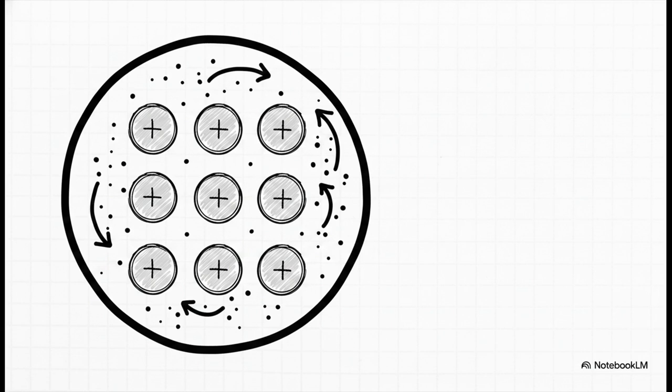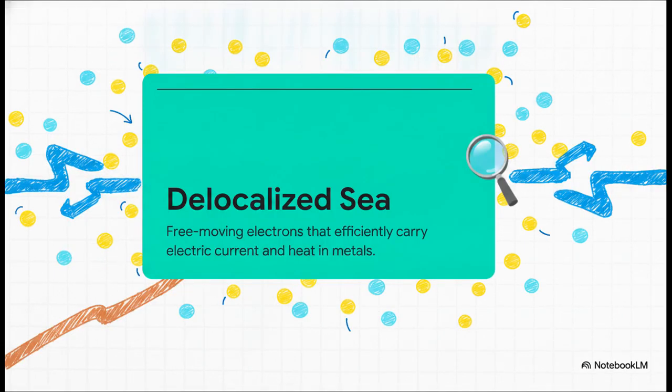These are free, delocalized electrons constantly swirling around those stationary ions. The electrons don't belong to any single atom anymore. They're a shared, highly mobile sea that freely washes over the entire structure. So the crucial point is exactly how this structure defines a metal's physical properties.